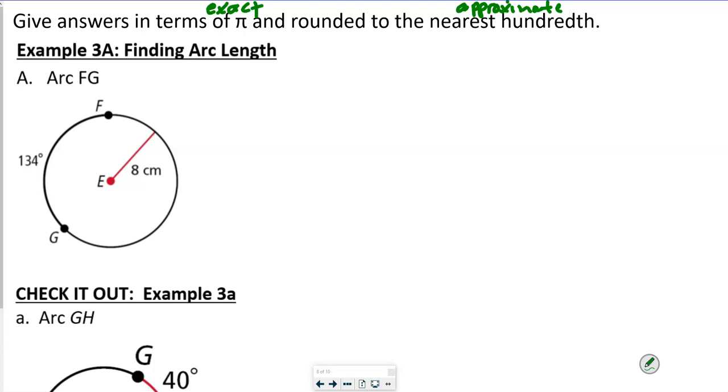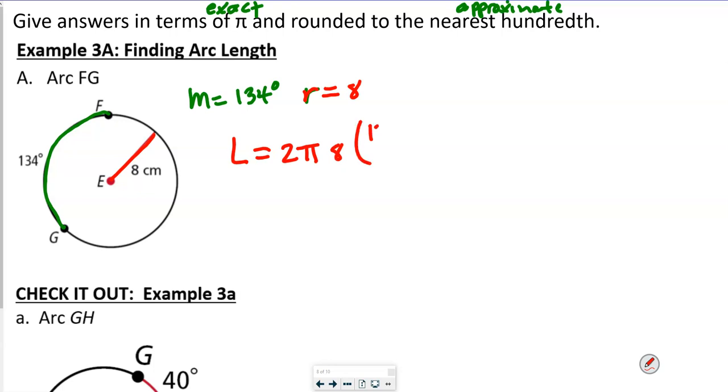Okay, in case the question ever asked that. So here again we have, it says find the length of the arc. So the arc length is right here. So that's our M. M equals 134 degrees, right? And the radius is right here. And the radius equals 8. So we're going to do, the length is equal to 2 times pi times our radius times 134 over 360.